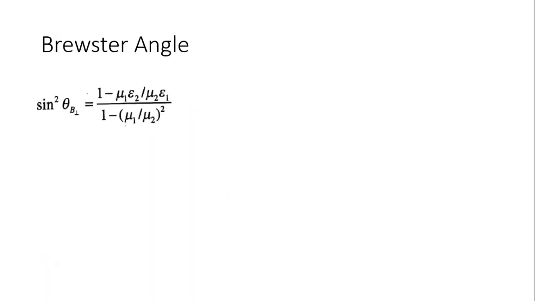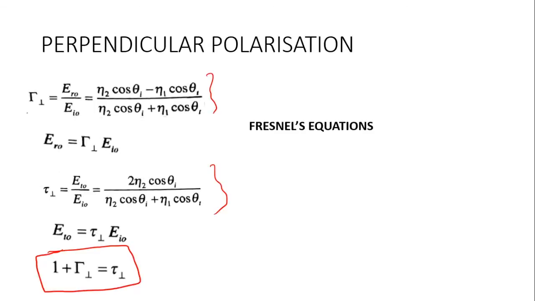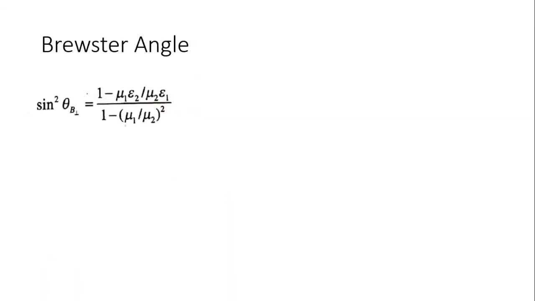And again, coming to Brewster angle, in case of perpendicular polarization, you got the reflection coefficient as eta 2 cos theta I minus, this is the equation. So this term should be 0 for calculating Brewster angle. So eta 2 cos theta B perpendicular will be equal to eta 1 cos theta T. So cos theta B perpendicular will be equal to eta 1 by eta 2 into cos theta T.